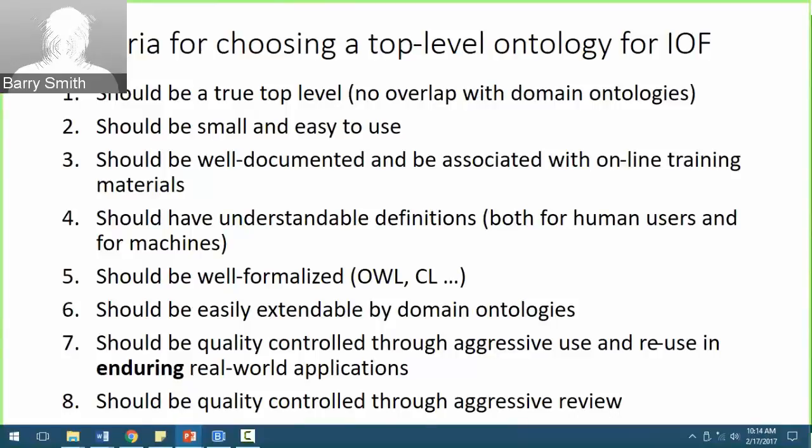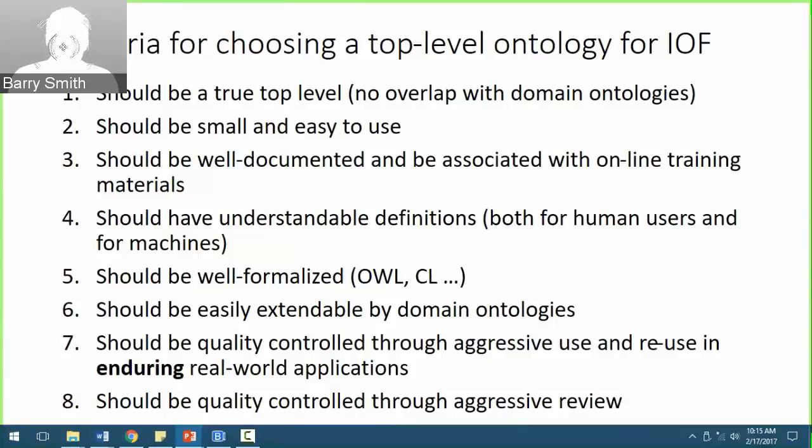We have to have training materials, and definitions which are understandable to human beings, but which also support computer reasoning, which means it should be formalized in a language like OWL. Ideally, it should be formalized also in a more expressive language like Common Logic. It should be easily extendable. It should have been used aggressively in order to make sure that it's of a high quality. And it should have been reused in enduring real-world applications.